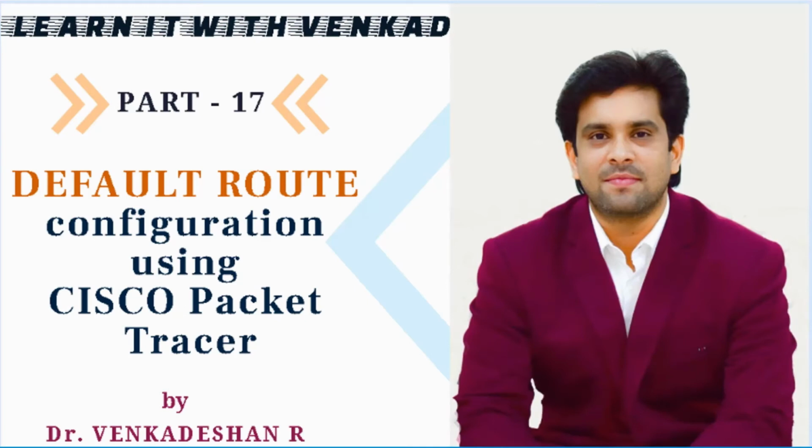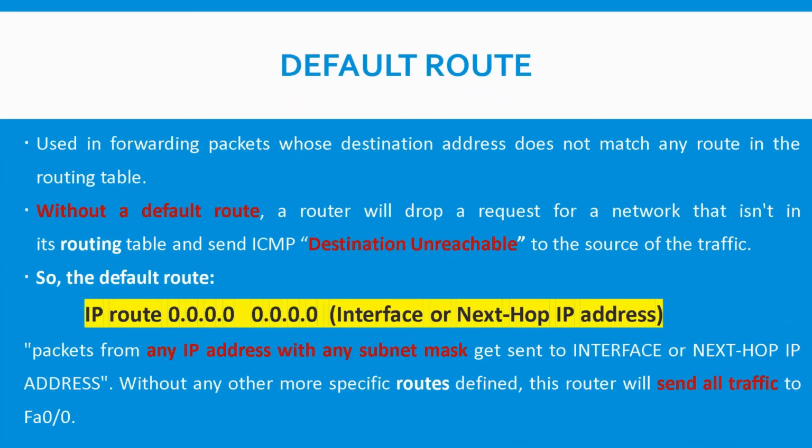Today I am going to discuss default routing and its implementation using Cisco Packet Tracer. Before implementation, let me explain what default routing is. Default routing is one type of routing mechanism which is used to forward packets whose destination address does not match any routes in the routing table.